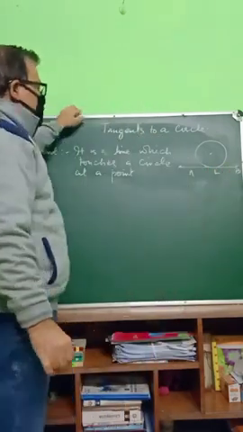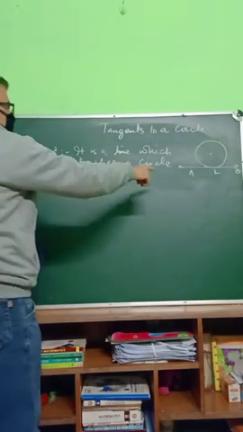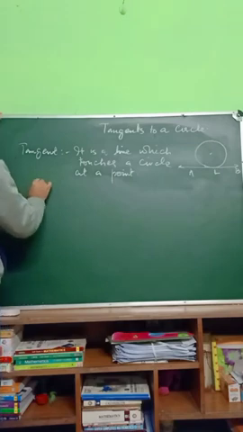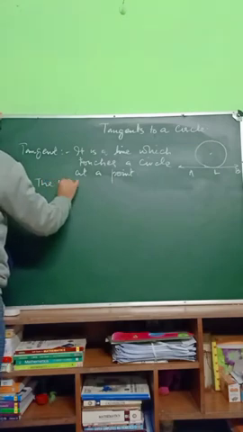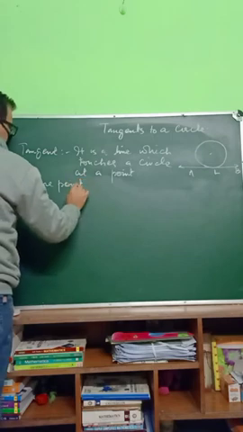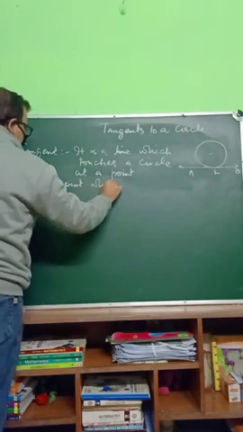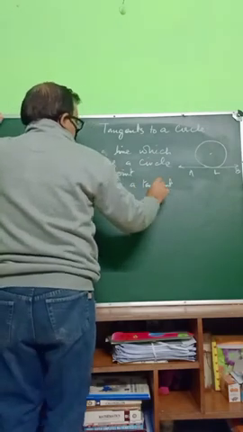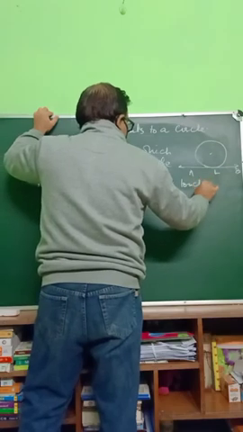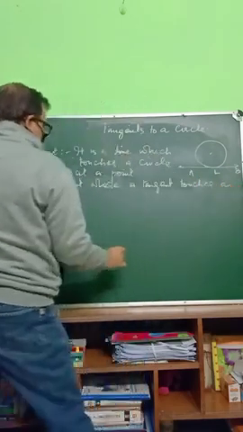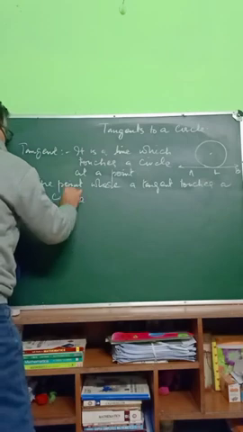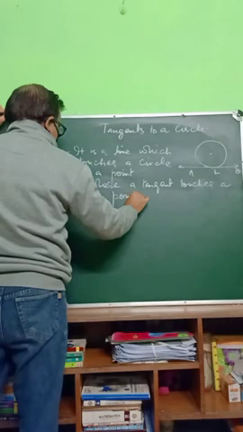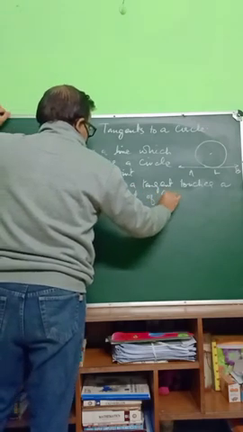L is the point of contact. The point where a tangent touches a circle is called the point of contact.